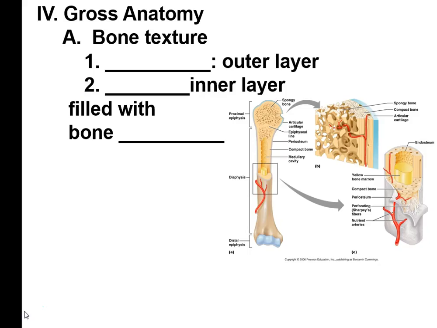Now let's move on to the gross anatomy of bones. When we look at bones, there's actually two types of bone tissue based on the texture. Most bones have an outer shell of compact bone. This is bone that's very dense and very hard. Spongy bone is found on the inside of bone, and it is very fragile. It's just branches of very thin pieces of bone with spaces in between. And in those spaces, you will find bone marrow.